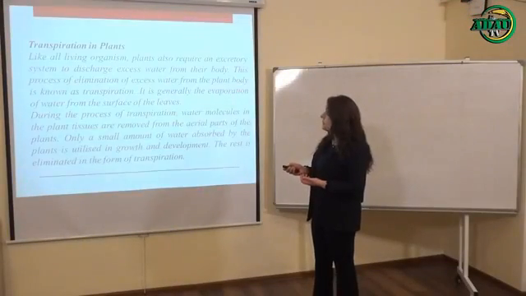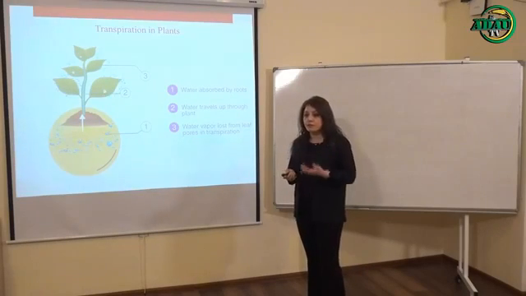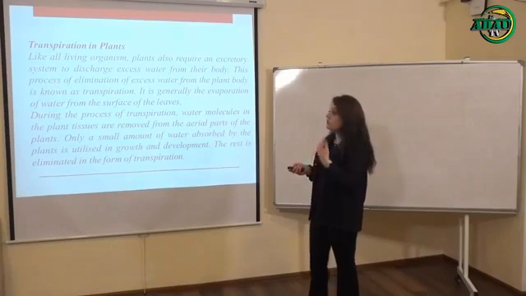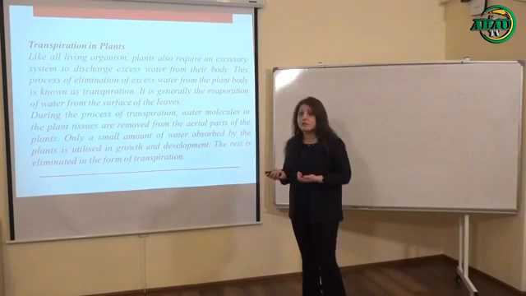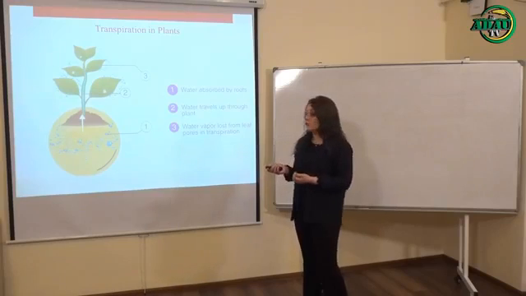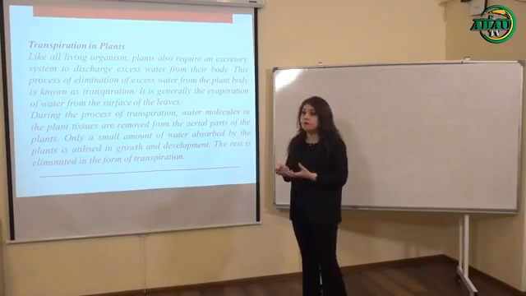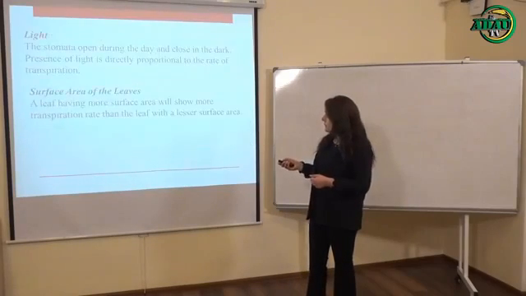Now, what is transpiration? Like all living organisms, plants also require an excretory structure or an excretory system to discharge excess water from their body, and this process of elimination of excess water from the body of the plant is called transpiration. It's generally the evaporation of water from the surface of the leaves in the form of vapor.